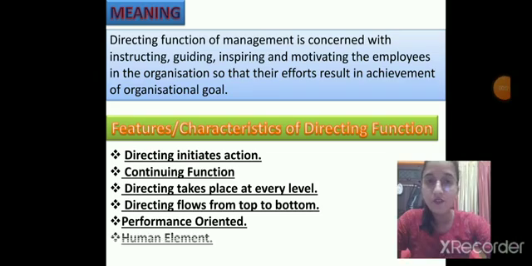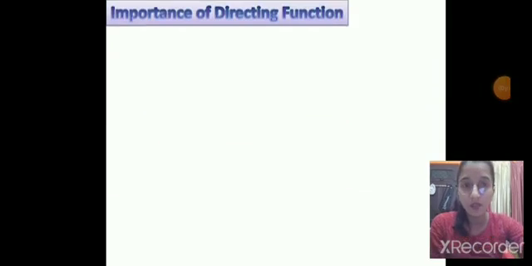Now the last feature is human element. So human element basically involves the study and molding of human behavior. It motivates the employee to work with their best ability. Now here are some importance of directing function. First importance is to initiate action. So as we know, the actual work begins in the directing function, where the superiors give instruction or orders to the subordinate to get the work done. So the work begins in the directing function.